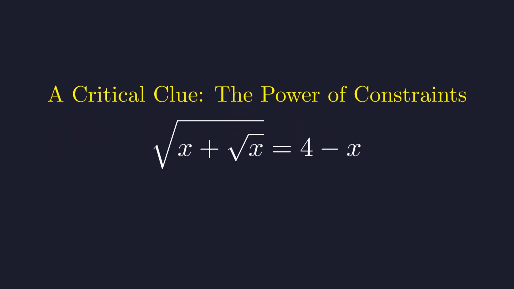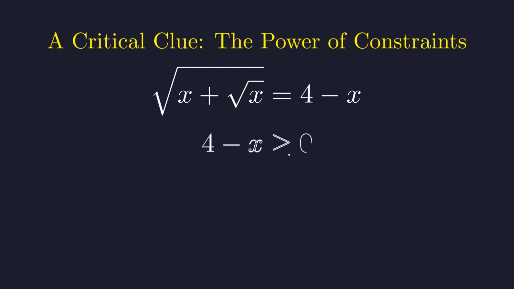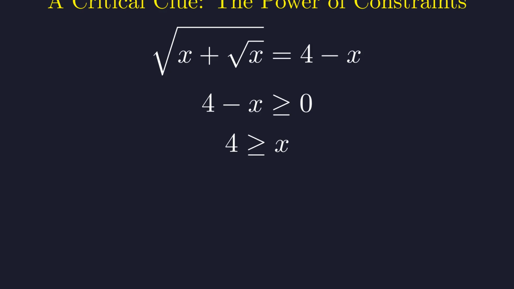Let's look at this equation again. This gives us our first constraint. 4 minus x must be non-negative, which means x must be less than or equal to 4. We also know from the original problem that x must be non-negative, so any valid solution must be between 0 and 4. Let's store this clue and continue.